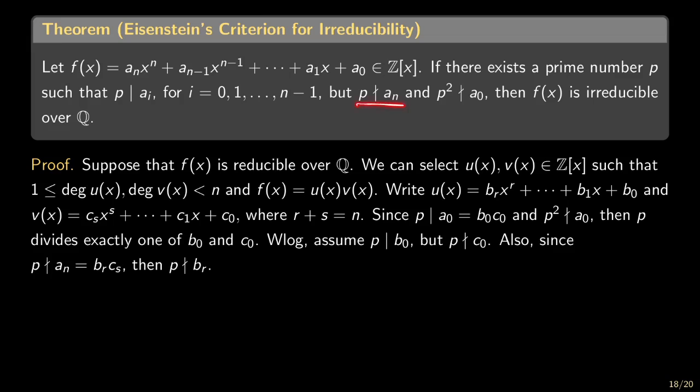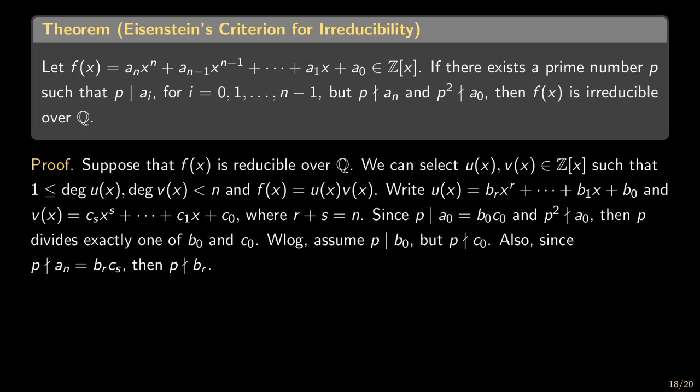Also, it's given that p does not divide the leading coefficient. The leading coefficient, kung alam niyo yung mag-multiply ng dalawang polynomials, no? Makukuha niyo leading coefficient by multiplying the leading coefficients of the factors. So, ang an ay br times cs, correct? Kung hindi dinidivide ni p ang an, dapat hindi niya dinidivide parehas. In particular, hindi niya dinidivide ang br.